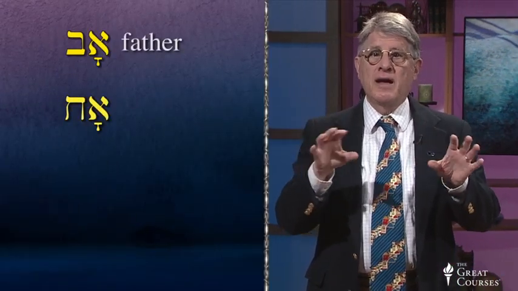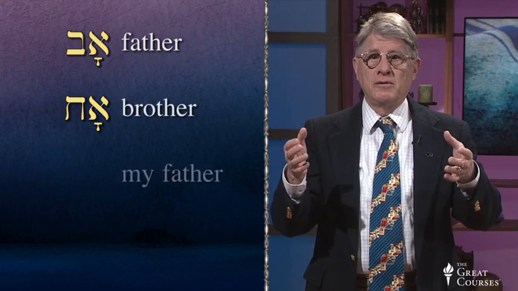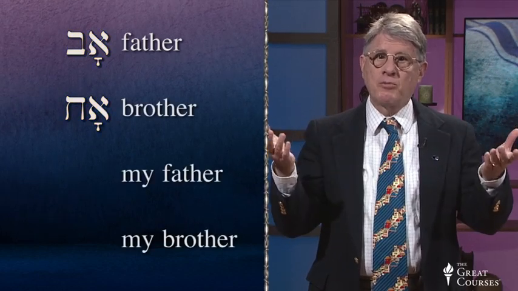And finally, we need to look at a couple of irregular nouns with unpredictable or unusual construct forms that are so common, you've got to know them. First, av and ach. Do you remember them? Av, father, and ach, brother. My father and my brother, no problem.